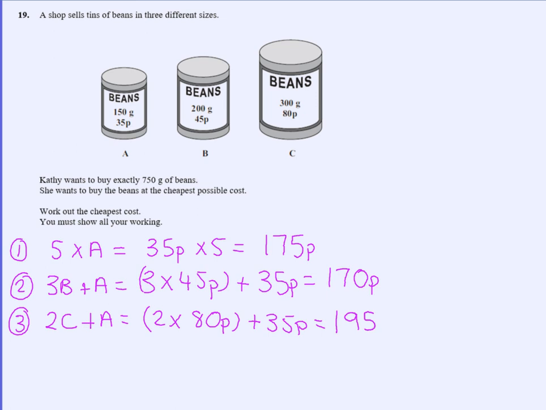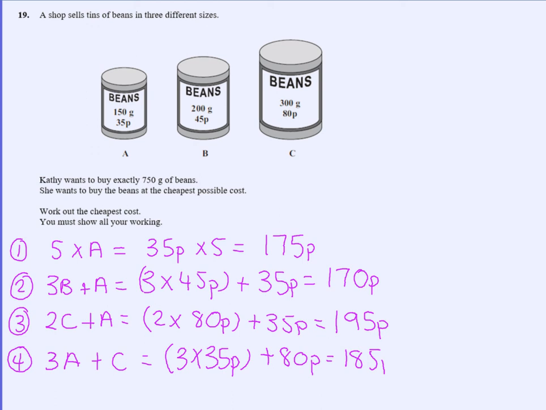adding on the 35p that is A, so that would be £1.95 or 195 pence. And then the fourth option, we could have 3 lots of A, adding on 1 lot of C, 3 multiplied by 35 pence, and then add on the 80p for tin number 3, and that would be 185 pence.